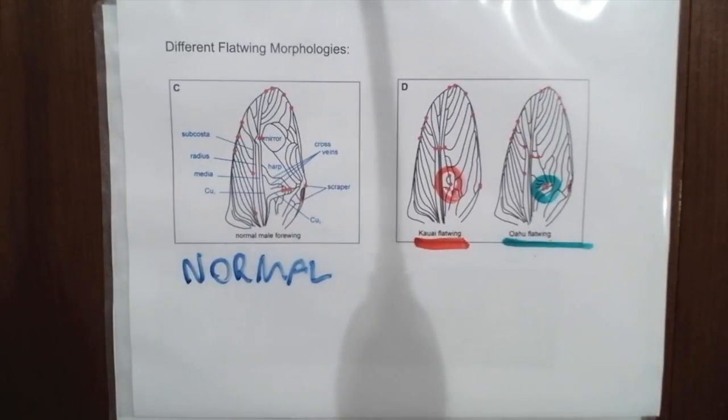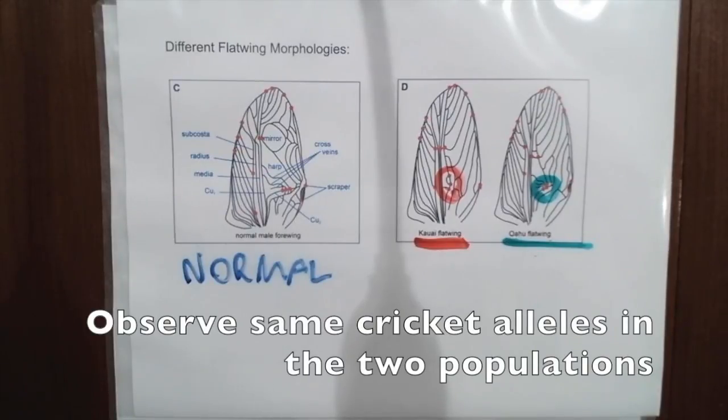Now, we probably should have more evidence of convergence to really assert that the flatwing trait in these two islands really did develop independently. And so what the researchers did was they looked at the same alleles of the crickets of both populations, and they found that different loci were associated with the flatwing mutation.